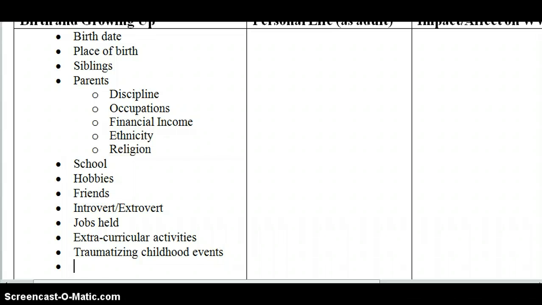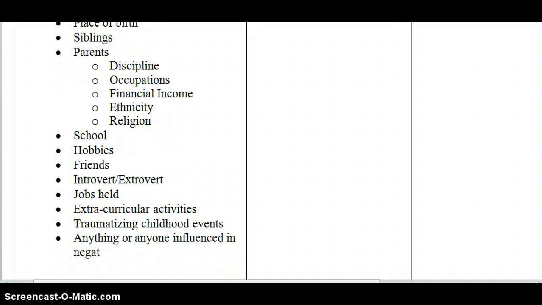So that might be a big part of the picture there. And was there anything, or anyone, that influenced them in a negative or positive way? Was there something in this person's background as a child that helped form who they became as adults? And when you do your research, you can discover if there is or there isn't.